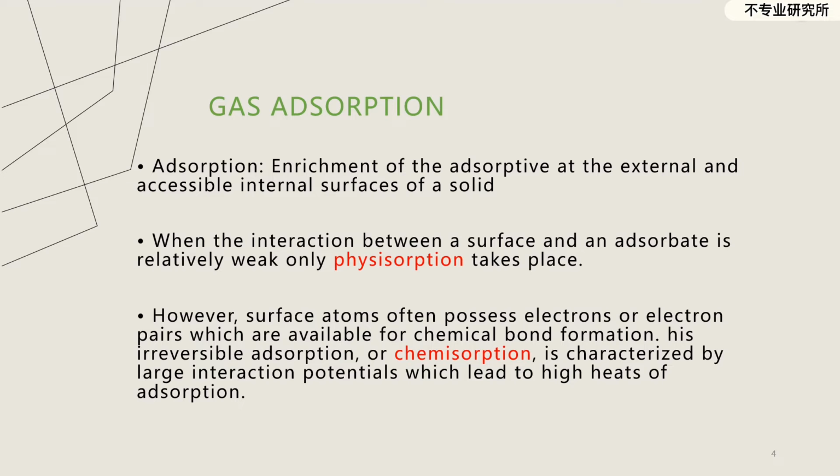First of all, what is adsorption? Adsorption is divided into two types: physical adsorption as well as chemisorption. When the interaction between a surface and the adsorbent is relatively weak, then physical adsorption takes place. And about chemisorption, the surface atoms often possess electrons or electron pairs which are available for chemical bond formation. These two processes are enrichment of the adsorptive at the external and accessible internal surface of a solid.